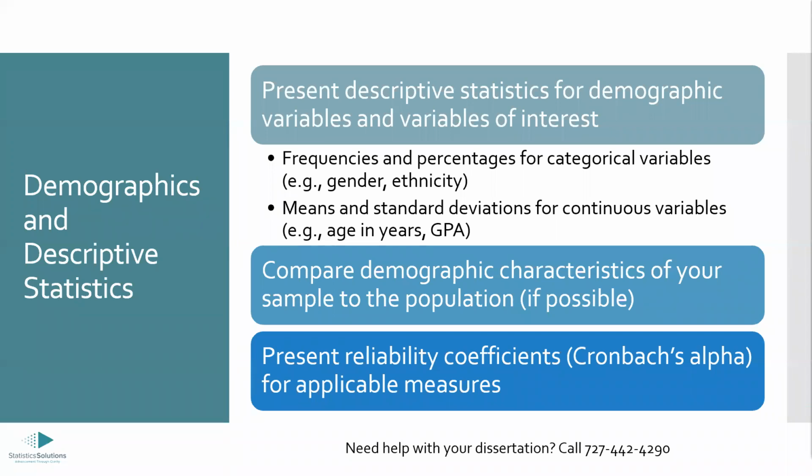And then if you have things like survey instruments that use multiple items, you may want to present reliability coefficients for those sets of items. So something like Cronbach's alpha for applicable measures.